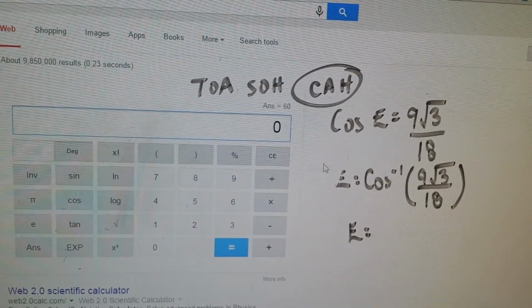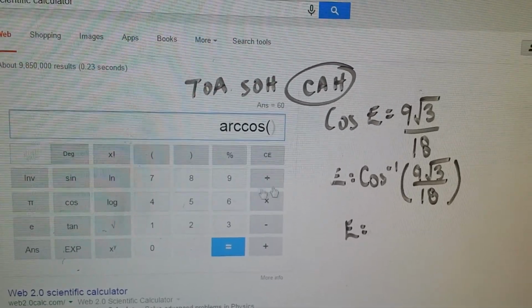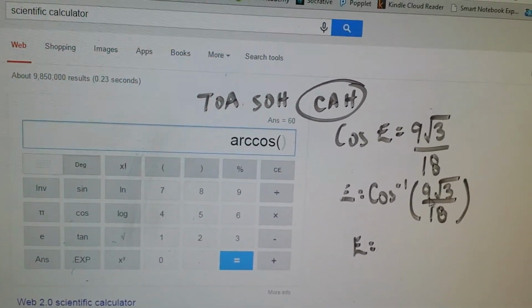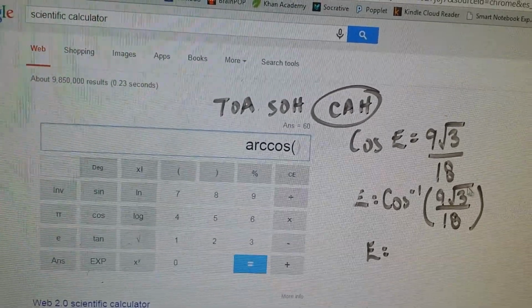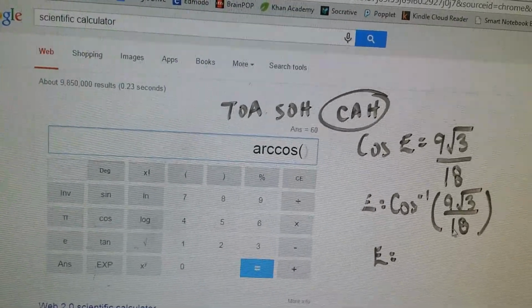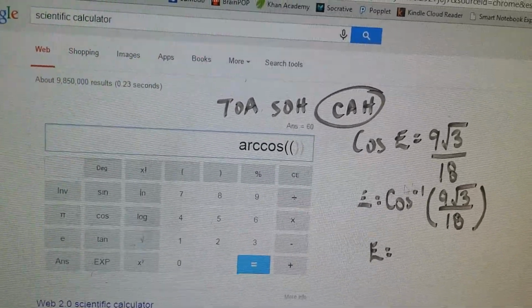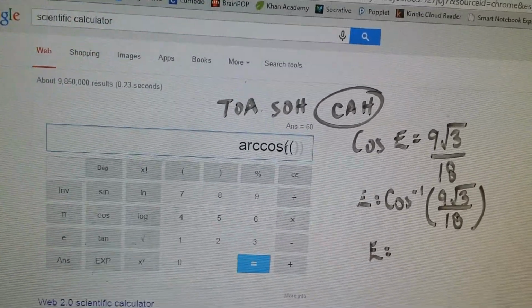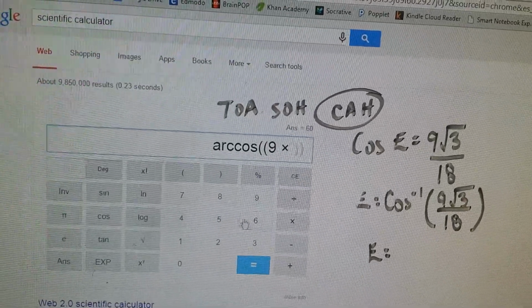So inverse of cosine, and then open a parenthesis, and you want to go 9 times radical 3. Now, you have to do 9 times radical 3 first, and then divide it by 18. So what you have to do is actually open another parenthesis, so you could just do 9 times radical 3, then close it, then divide by 18.